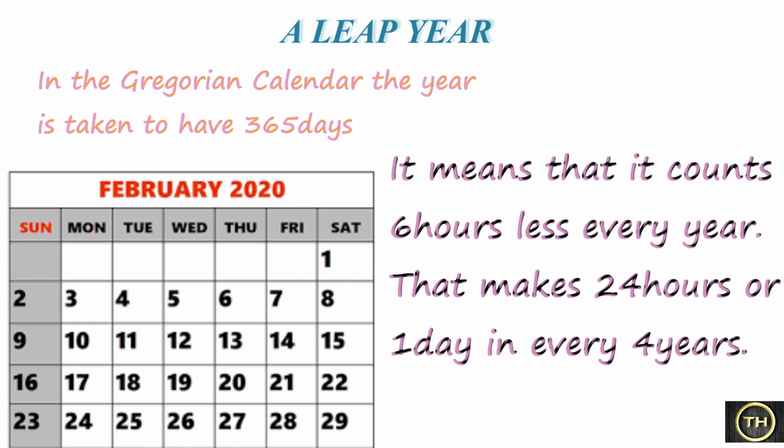To make up for this lost 1 day, the month of February in the Gregorian calendar has an extra day every fourth year. That year is called a leap year and it has 366 instead of 365 days. And February has 29 instead of 28 days.